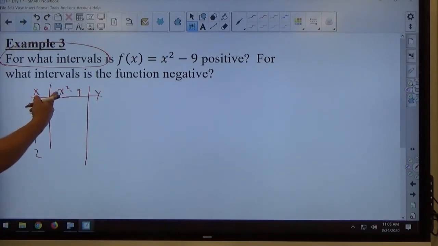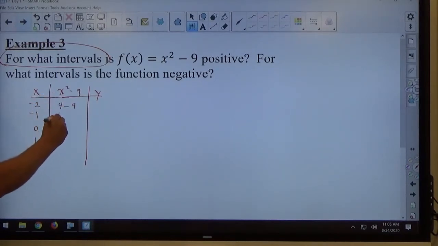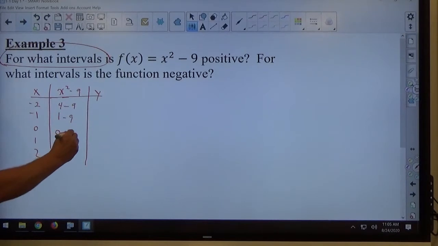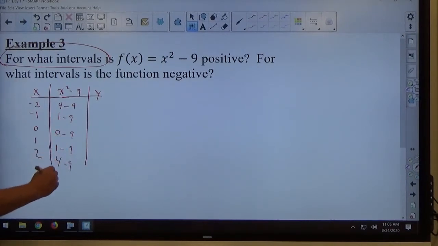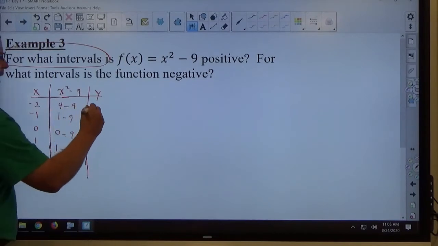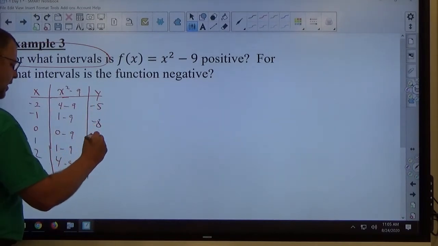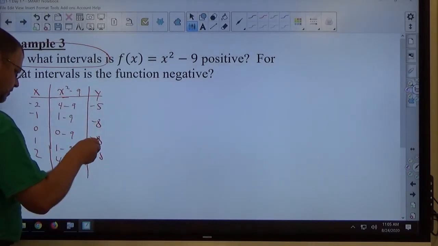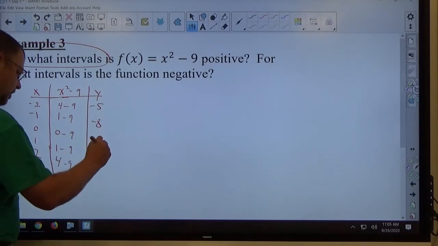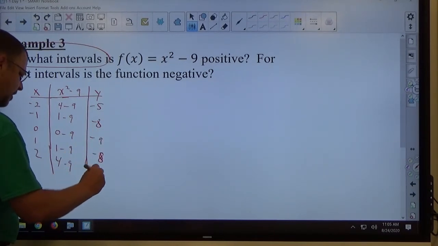Again, x squared is always positive, so -2 squared is 4, so that gets me 4 minus 9. -1 squared is 1 minus 9. 0 squared is 0 minus 9. 1 squared is 1 minus 9. 2 squared is 4 minus 9. You can see here I get -5, -8, -9, -9, -8, and -5.